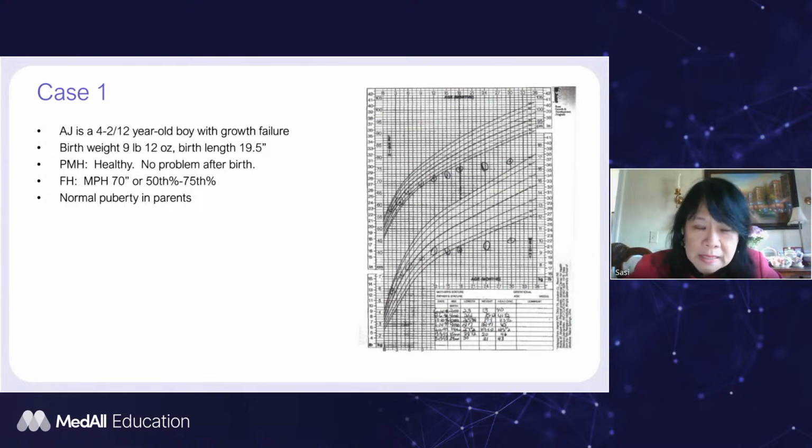So he presented at the age of 4 years 2 months with growth failure, and that's his growth chart. You can see that he had normal birth weight, normal birth length. Actually his birth weight is 9 pounds 12 ounces and birth length 19.5 inches, which are very typical, very good size as a newborn. And he's healthy, no problems after birth. His mid-parental height is 5'10", which is between 50th to 75th percentile. So you can see that his length plateaus, starting from age 12 months, just having no growth.